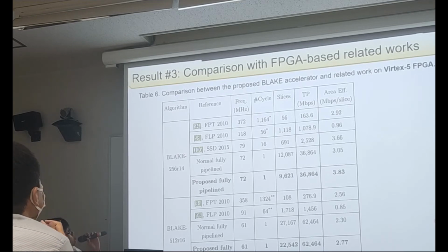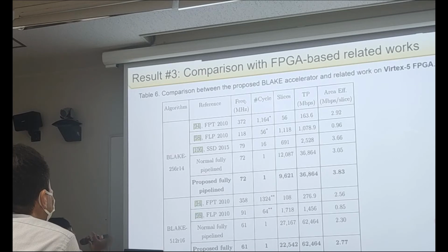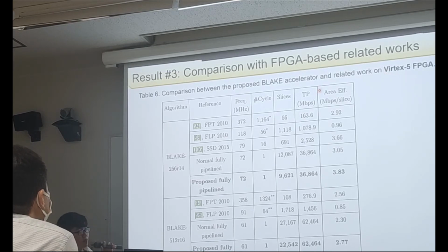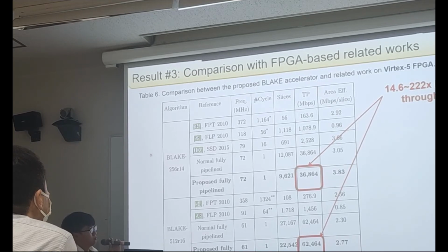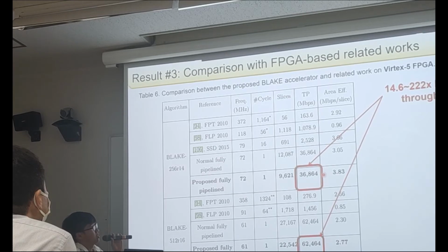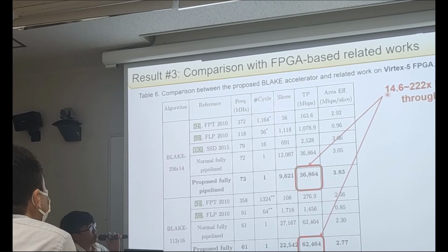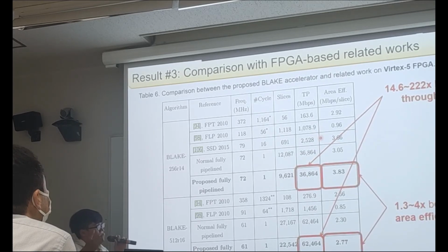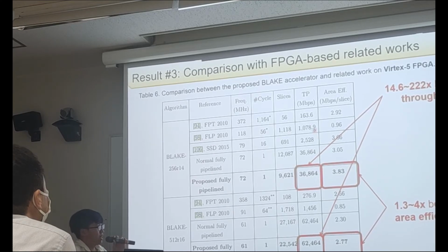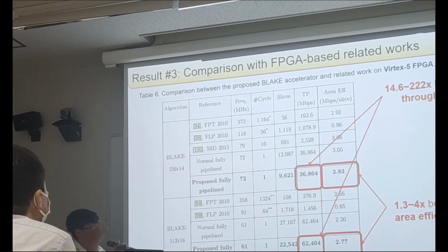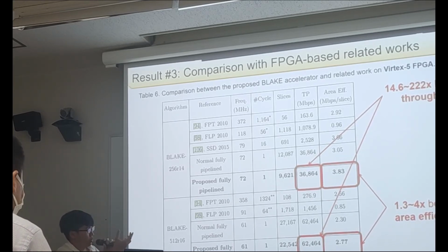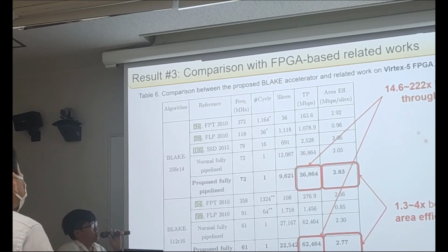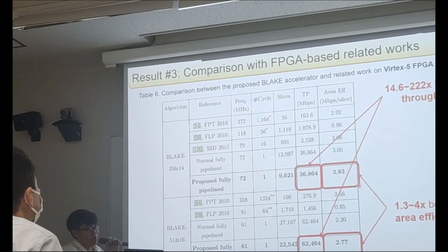Now, in the next one, we compare that with the related works on FPGA. First, let's evaluate it on the Virtex 5. As you can see here, by containing the ID1, our accelerator can achieve 14.6 to 222 times better throughput compared to the previous works. And when containing the ID2 and ID3, our accelerator can achieve 1.3 to 4 times better area efficiency. The reason why I do not show you the power consumption here is because the previous works don't give any power consumption, so it doesn't make sense.